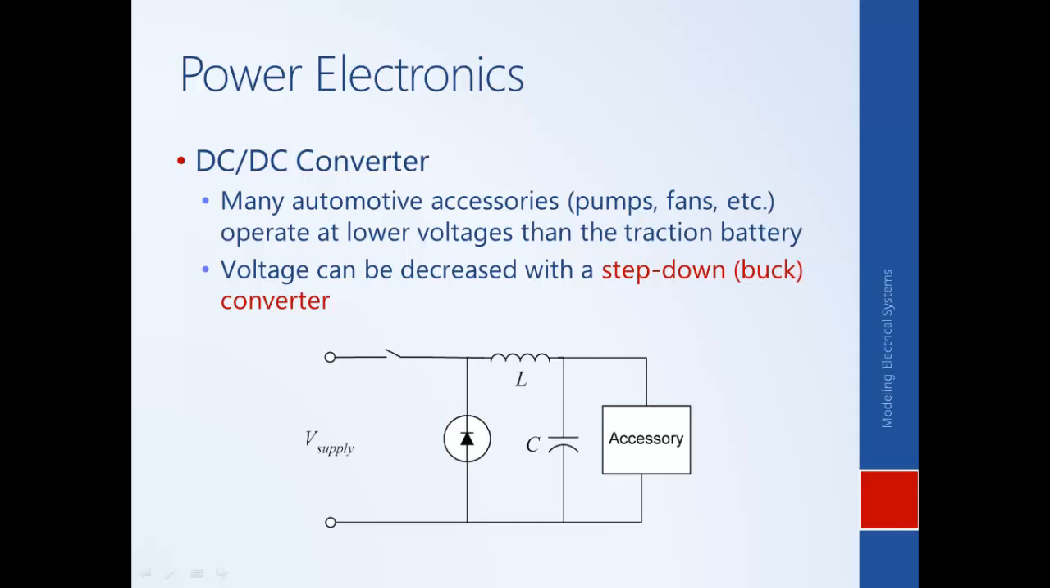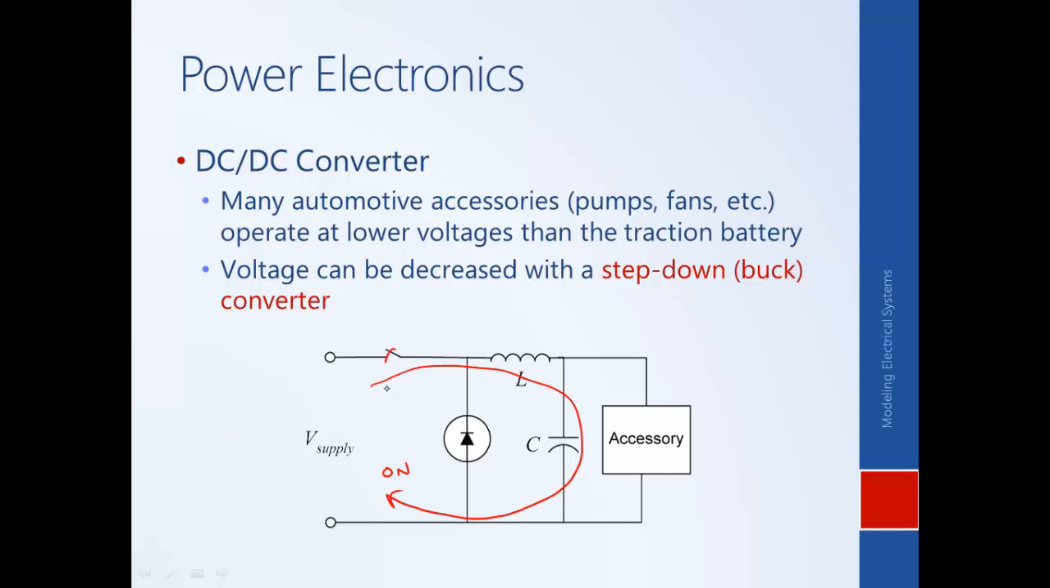The way that this converter roughly works is that, again, we have a similar structure with a switch. You close the switch. When you do that, this diode is reverse biased, so current doesn't flow that direction. It's unable to flow that direction. So the current flows through the outer loop through the accessory. This is the on state. Energy is being stored in this inductor.